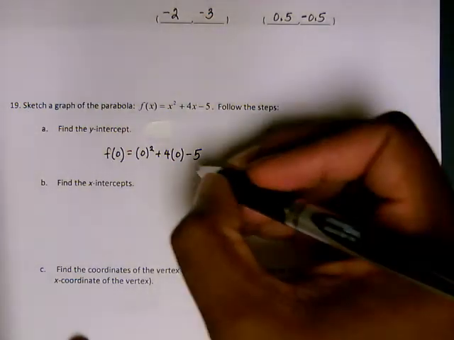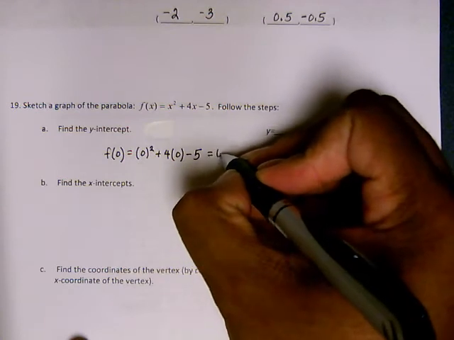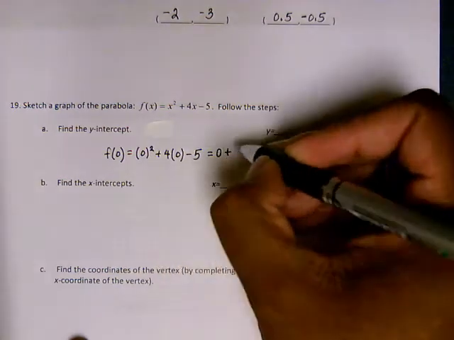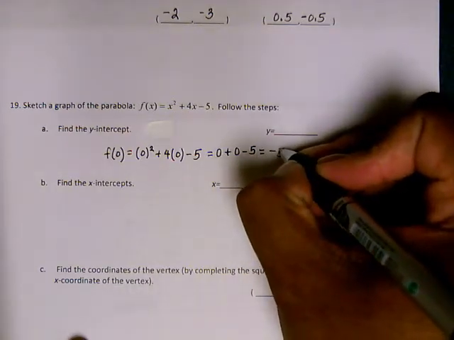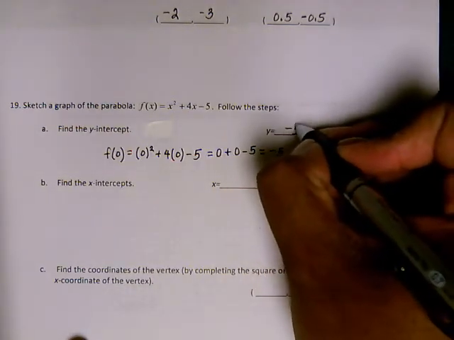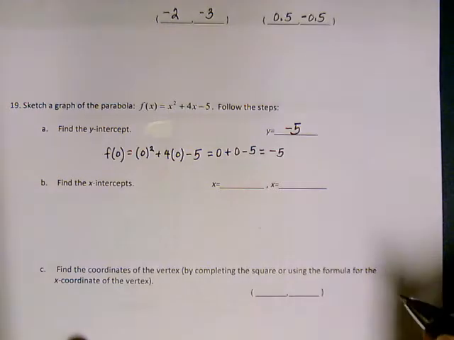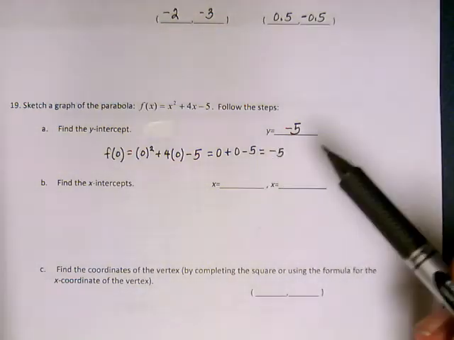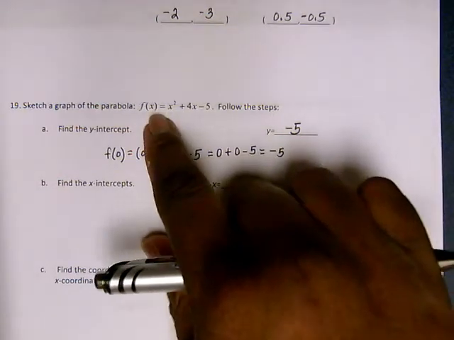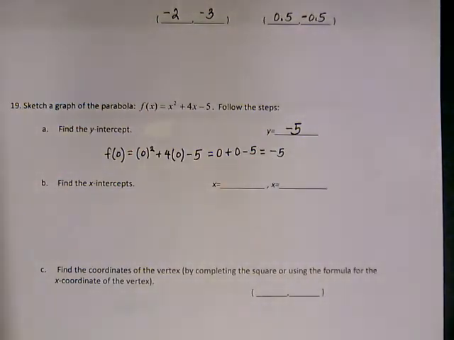Then if I simplify this, 0 squared is 0, plus 4 times 0 is 0, and then minus 5. And this will end up being negative 5. So the y-intercept will be negative 5. In other words, that's the point where the graph of the parabola will be crossing the y-axis.